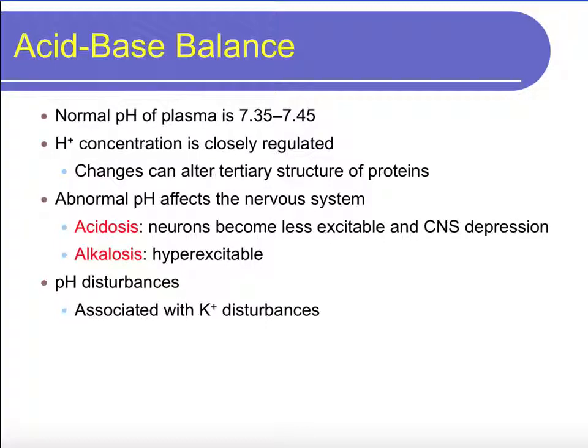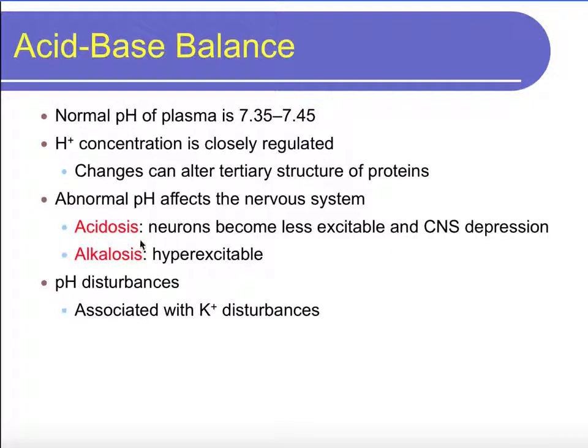Abnormal pH affects the nervous system as well. Hydrogen ions actually block our sodium channels. And remember, an action potential is just the opening and closing of sodium and potassium channels. So the more hydrogen ions we have, the more sodium channels will be blocked. So our neurons won't be able to fire action potentials. So when we have acidosis, which is when we have too many hydrogen ions, our neurons as a result become less excitable. And so our central nervous system will become depressed.